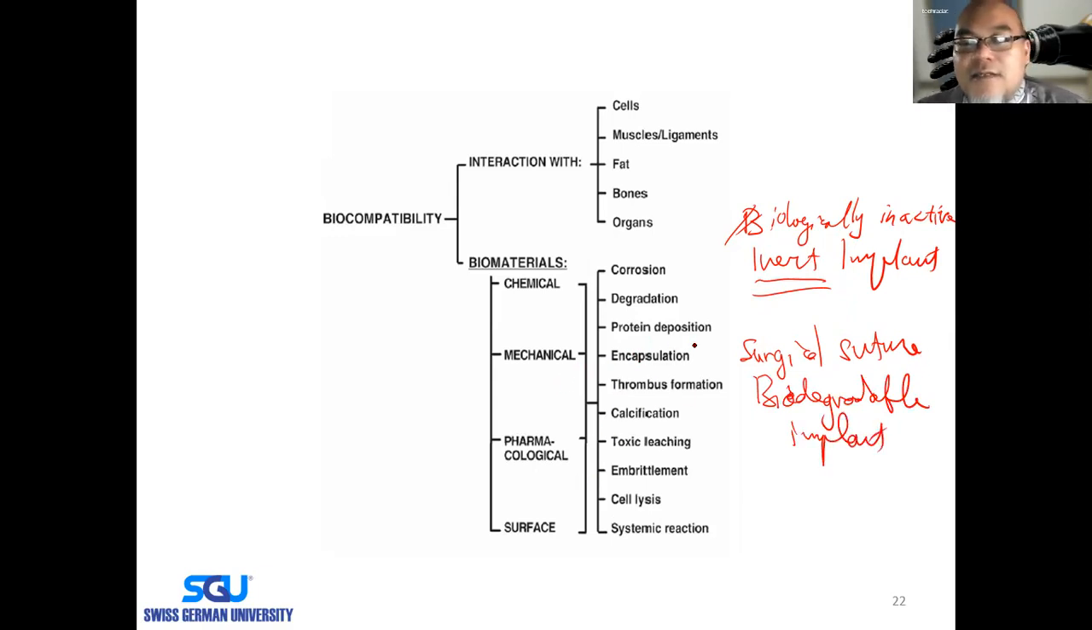Sometimes there are other interactions: encapsulation, thrombus formation, calcification, toxic leaching, embrittlement. Embrittlement means that it becomes brittle. After a certain period of time, the implant becomes brittle and then breaks. Of course, we do not want to have such embrittlement. Cell lysis, where it reacts with cells to destroy the cell. Systemic reaction, it reacts with the circulatory system of the blood, so that it may cause, for example, toxicity and other things.